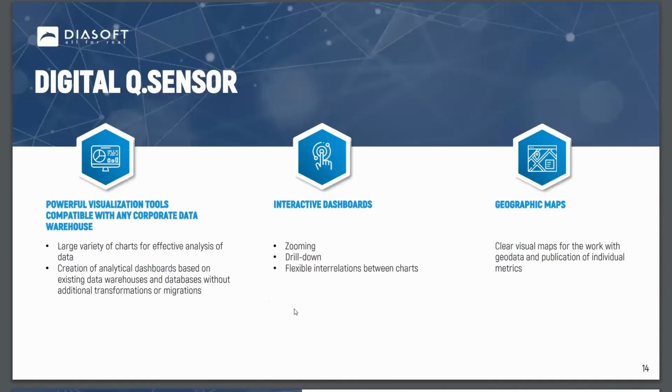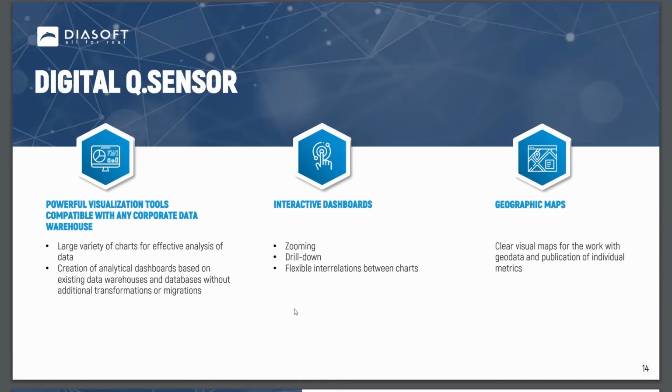The next part of my presentation covers the platform Digital Q.Sensor. This solution is designed to receive real-time analytics on the processes running in the platform. Digital Q.Sensor works with all data received from the Digital Q platform. In addition, to create analytical dashboards, the system can use data obtained from any other system and any database, depending on what dashboard we need to create.